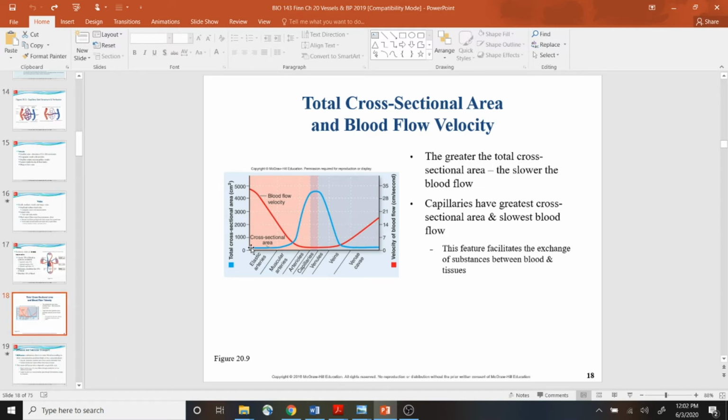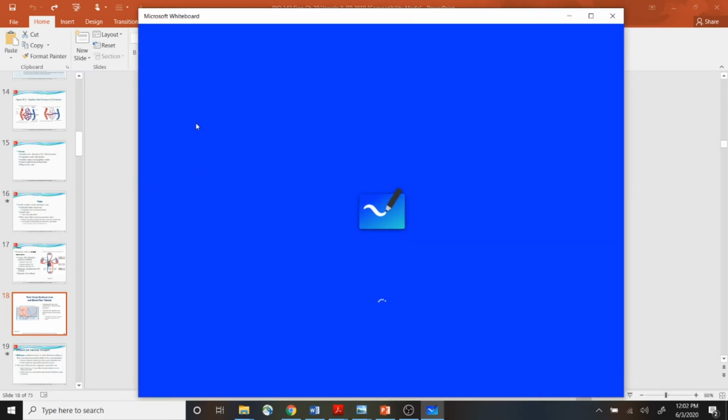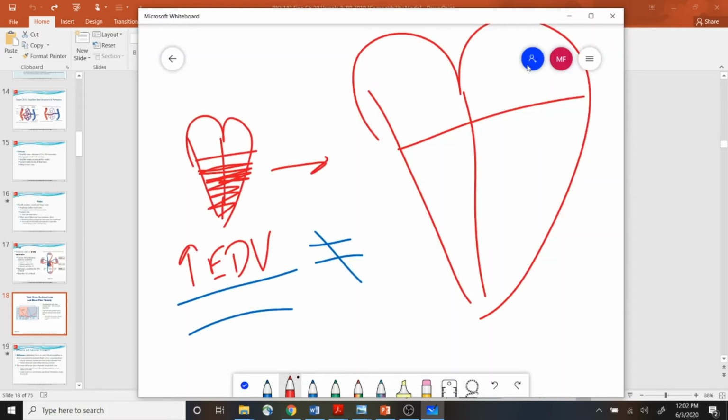You have more cross-sectional area so that you can exchange substances between blood and tissues more efficiently, but that drops the blood flow velocity. Think about a river. There's an analogy to this. When a river is narrow, if you're a kayaker or something like that this summer, when you go down a narrow river, there's my heart, it's a race.